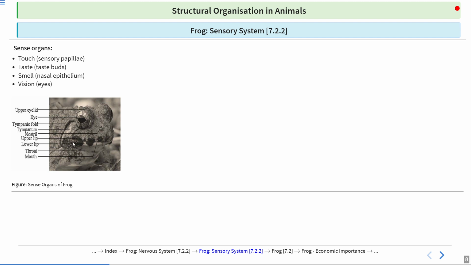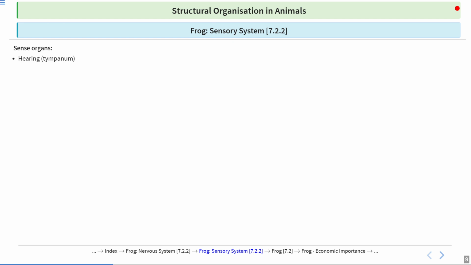Now, in the snout region, they have the nostrils. You can see the upper lip, lower lip region, throat and mouth. So you can see three different sense organs in this particular figure: eye, tympanum, and nostril. In the nostrils, they have the nasal epithelium that can sense smell. For hearing, they have the tympanum.